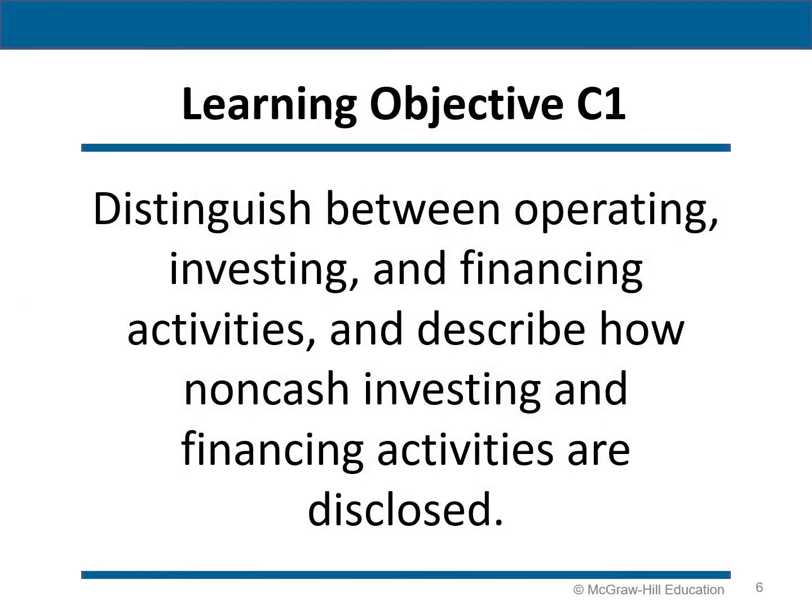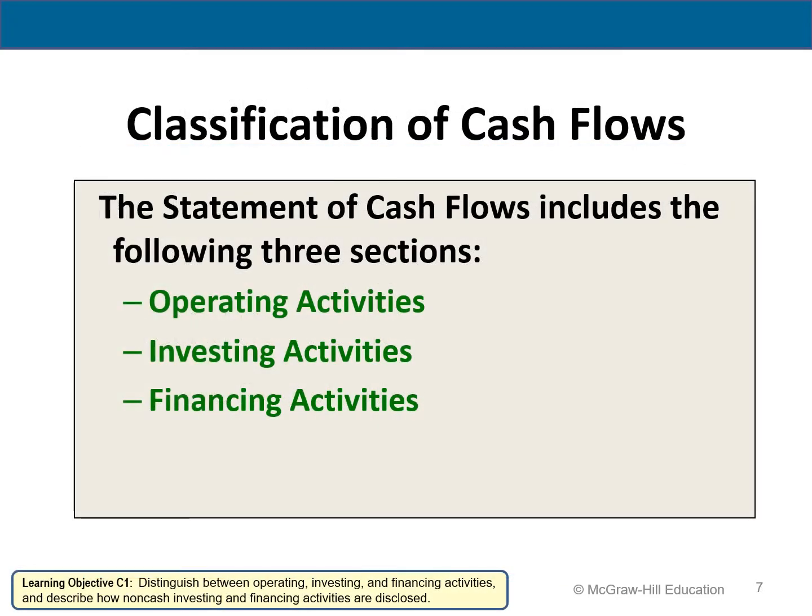All right, let's talk about the different categories of activities: investing, financing, and operating. We've talked about this before, I think way back to the beginning of the class, but for the classification of cash flows, you have three sections. You have the operating activities, financing activities, and investing activities.